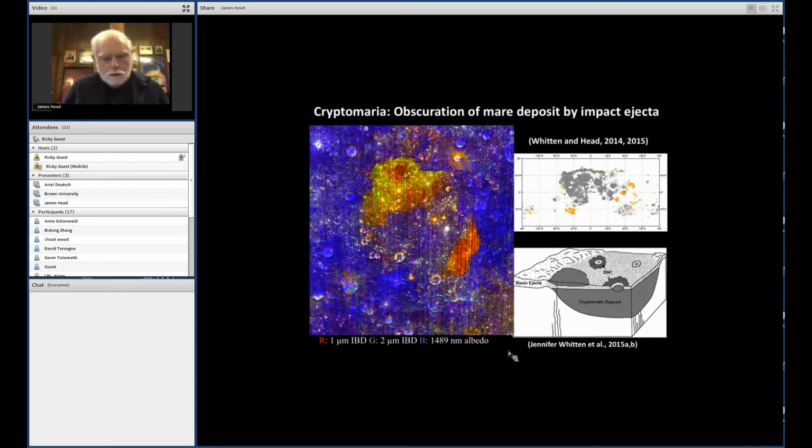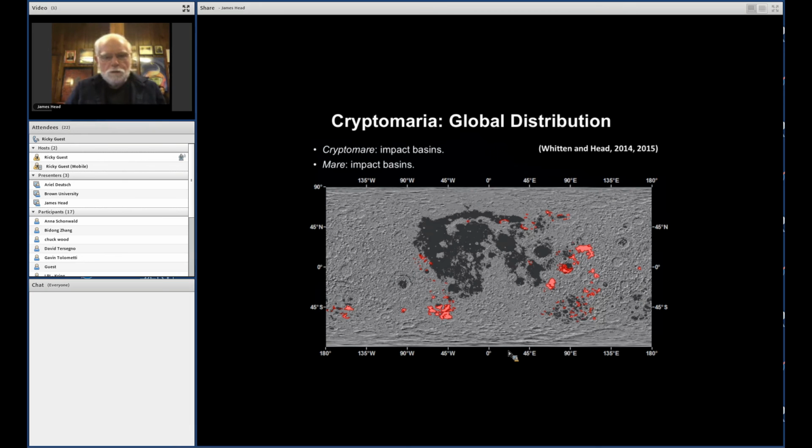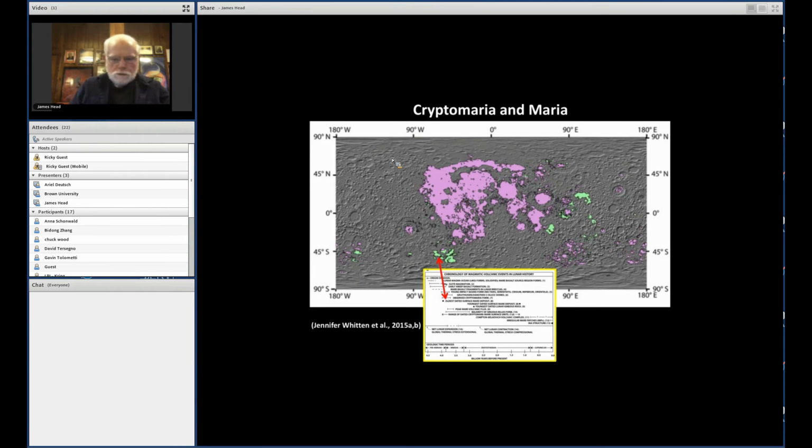So essentially, the Orientale ejecta is inserted in the middle of a phase of lunar volcanism, and she was able not just to determine what the post-deposits look like, but what the pre-deposits look like, to their mineralogy as well. And you can see in her maps that the cryptomaria largely form in impact basins, okay? So there's a whole series of them here in different impact basins on the far side and on the near side. So basically, both the Mare basalts and the cryptomaria seem to be related to impact basins. So again, it raises the question of cause and effect. So again, this is Jenny's work.